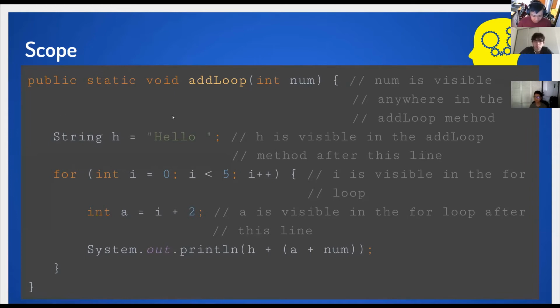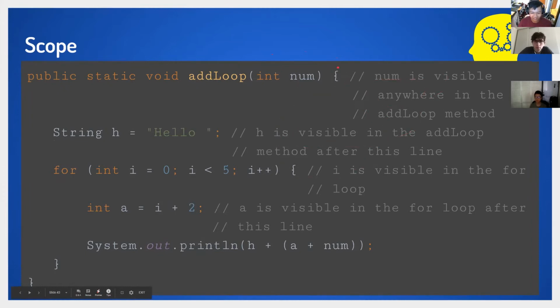So here we have a method. Because the method uses curly brackets, we're forming a block here, and we've got a bunch of variables and a bunch of code inside.